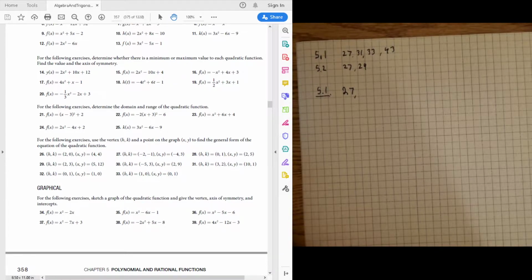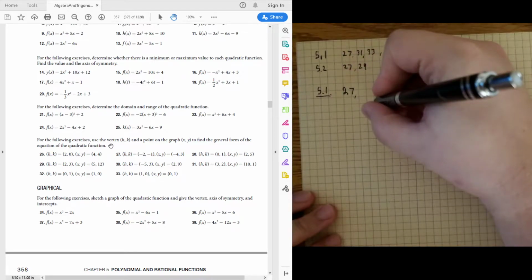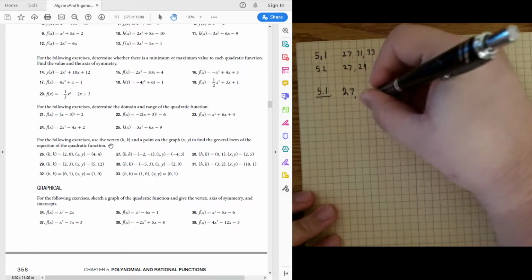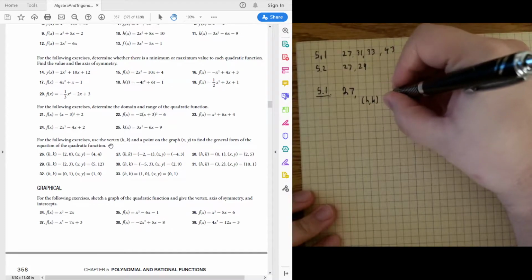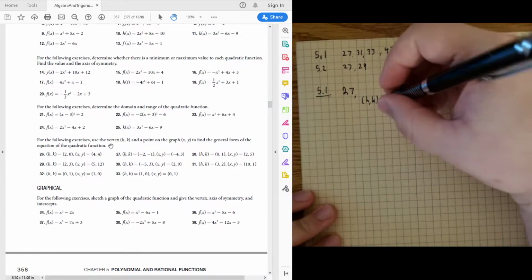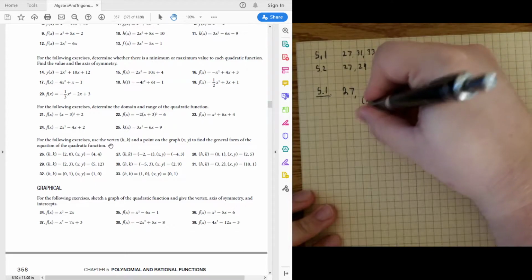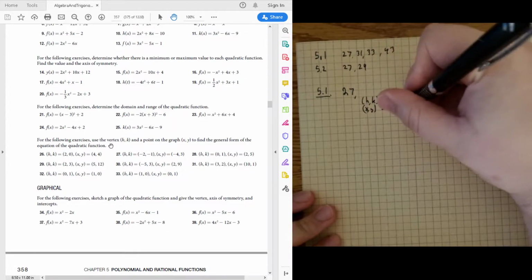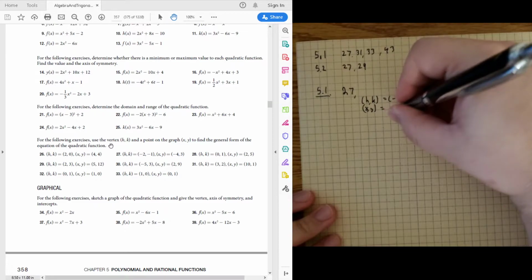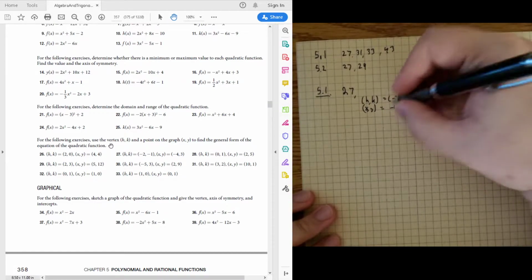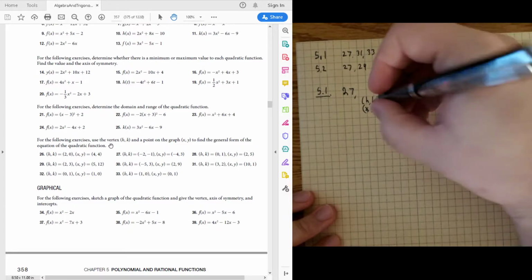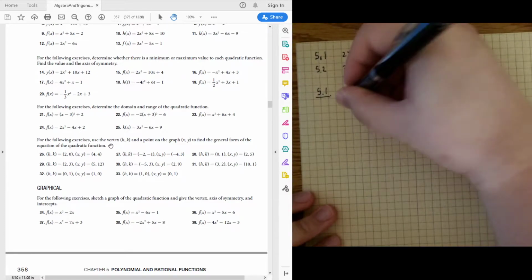Some things to point out here. The question states, for the following exercises, use the vertex, (h, k), and a point on the graph, (x, y), to find the general form of the equation of the quadratic function. So let's take a look at 27. The problem states we have (h, k) equal to (-2, -1), and a point (x, y) equal to (-4, 3).